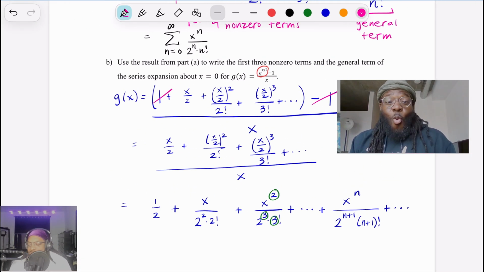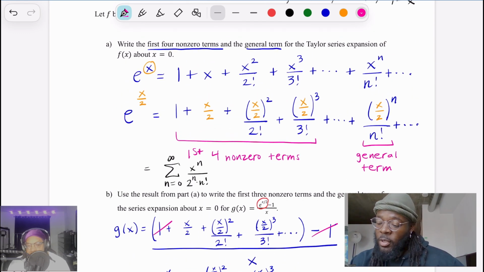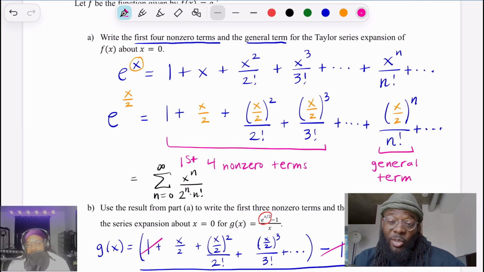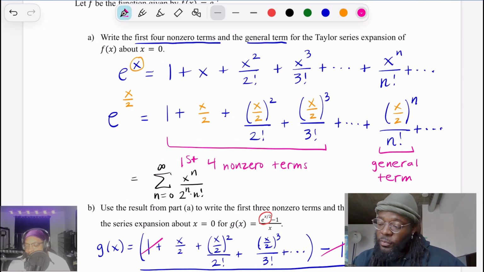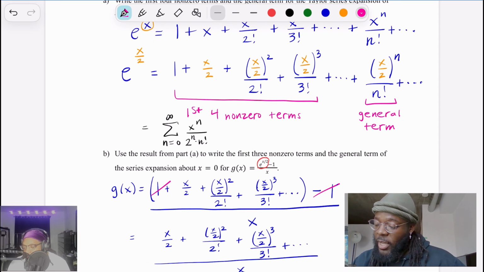So it all stems from knowing the expansion of e to the x, it seems. Yes. If you don't know e to the x, you're not totally cooked. You just have to build it from scratch, which seems kind of time consuming, but if you know it, it saves you a lot of time. Okay, so that's parts A and B.